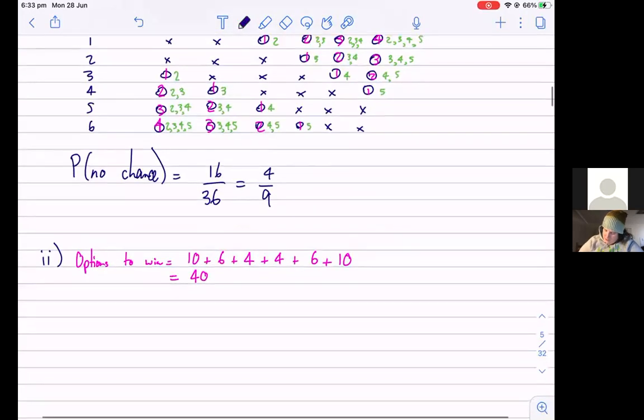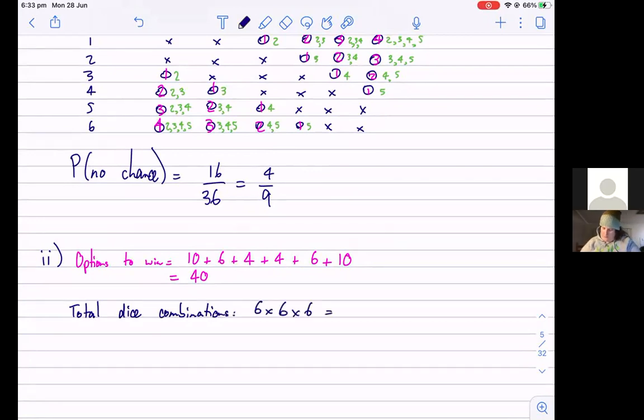Total dice combinations: six for the first dice, six for the second, six for the third, which is 216. So the probability of winning is getting one of those 40 options out of the 216 options that could happen, which is 5/27.